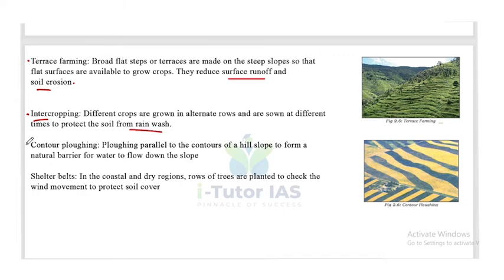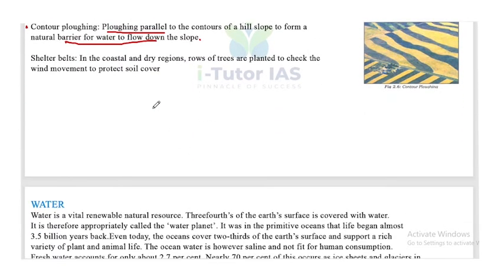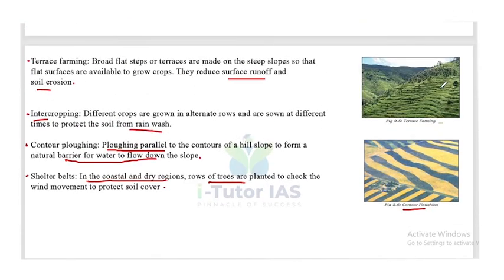And next one is contour plowing. What is contour plowing? Plowing parallel to the contours of a hill slope to form a natural barrier for water flowing down the slope. And the final one is shelter belts. In coastal and dry regions, rows of trees are planted to check the wind movement and protect the soil cover. So that is called shelter belts. Look at this picture. This is an example of contour plowing, and this is terrace farming.